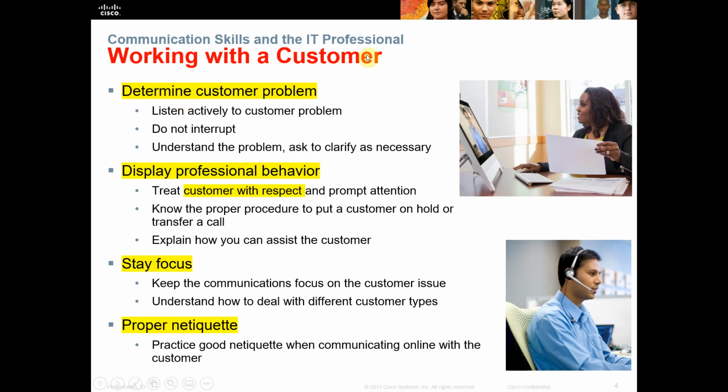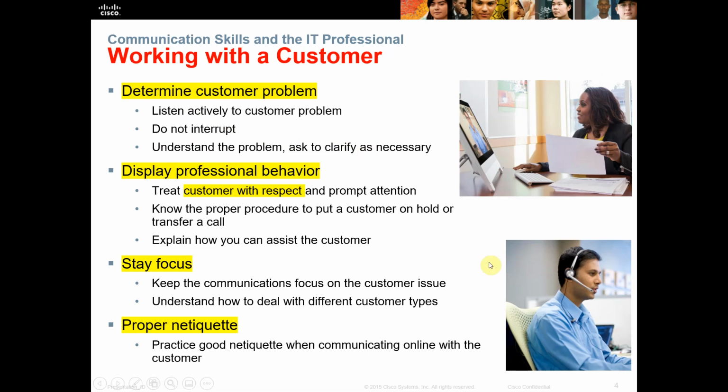How do you determine the customer's problem? Only when you listen actively to the customer's problem will you know what problem he is facing in his PC. When he is trying to explain the problem, don't stop him in between. That is, do not interrupt him. Let him explain whatever problem he is facing in the PC. Let him explain all the problems and then you can discuss with him. Understand the problem and ask to clarify as necessary. If you have not understood what the customer is explaining, you can ask him what the problem is and try to understand it.